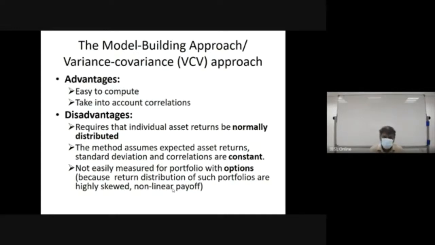So we make an assumption that the individual asset returns are normally distributed, right? Also, the method assumes asset returns, standard deviations and correlations are constant. Unfortunately, if the asset returns are not normally distributed, the results we end up with may not be exactly right. Not easily measured for portfolios with options, because return distributions of such portfolios are highly skewed, with non-linear payoffs. So for a portfolio with several options, you can use it, but there may be a disadvantage in interpreting the results, right?